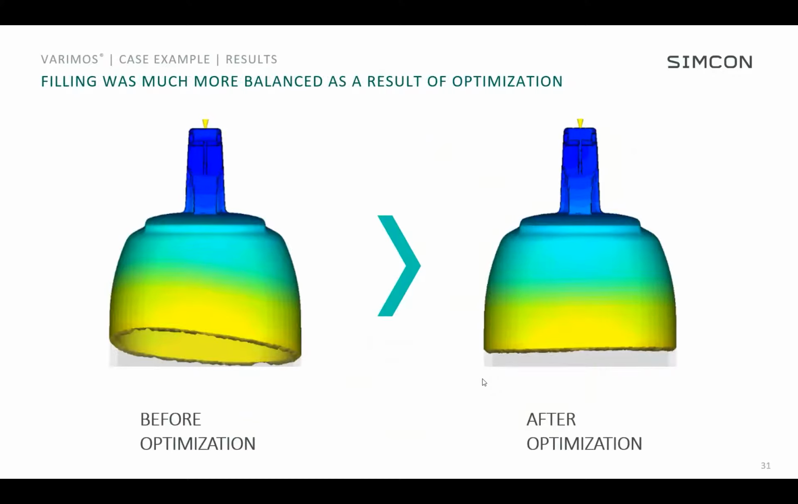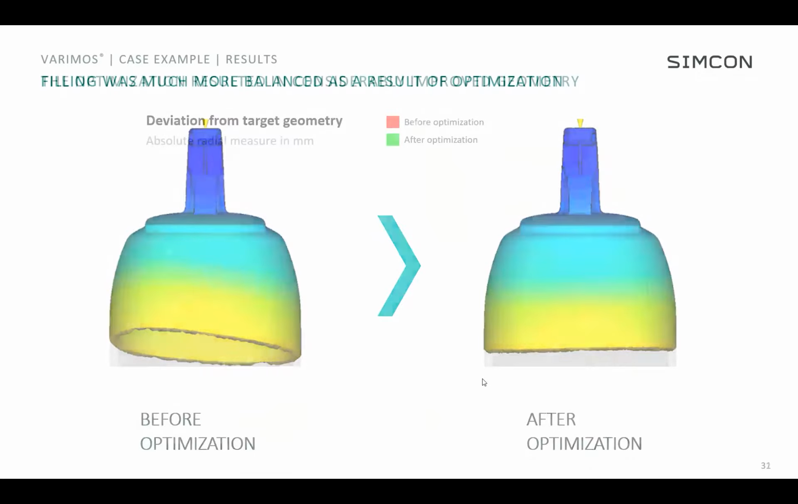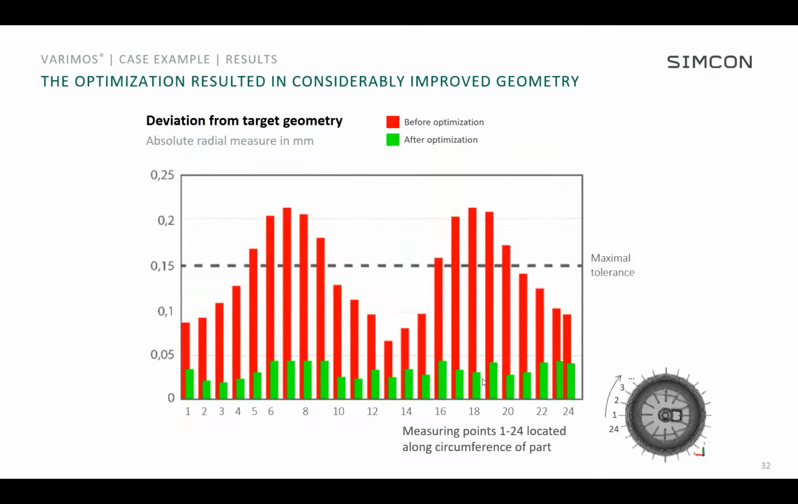The end result using the Varimos software is a much better, optimal shape produced using injection molding. Just looking at some of the values here, we can see that there are 24 sensors attached to the part, and after optimization, we're well within tolerance for the symmetry of the part.